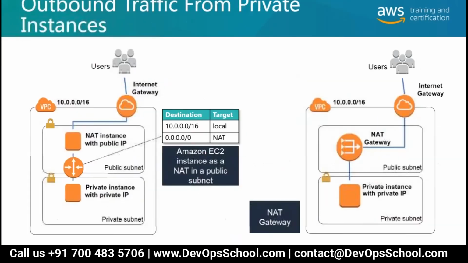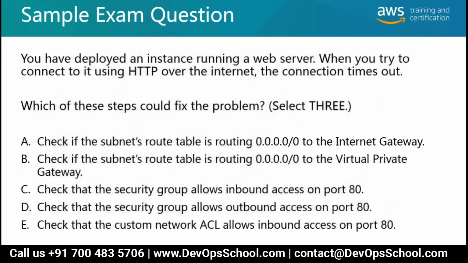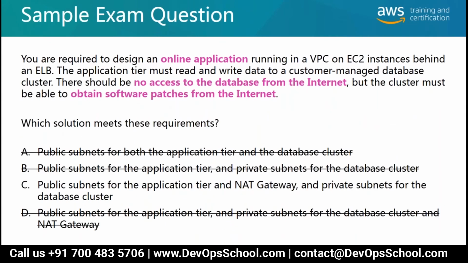This is the question, right? Yeah, we said C was the answer. Okay, so the slide was missing there. The slide was not shown. So C was the answer. Yeah, so you have the application tier and NAT gateway for public subnets and a private subnet for the database cluster. Yes, you are right.